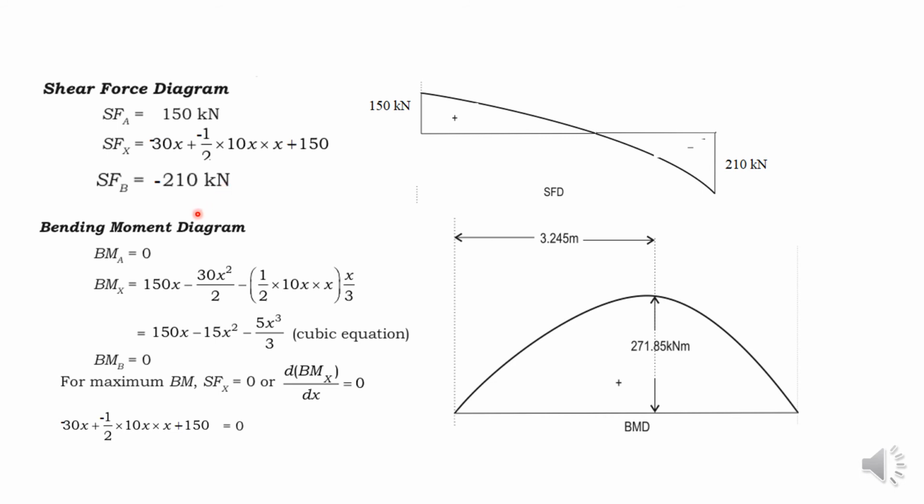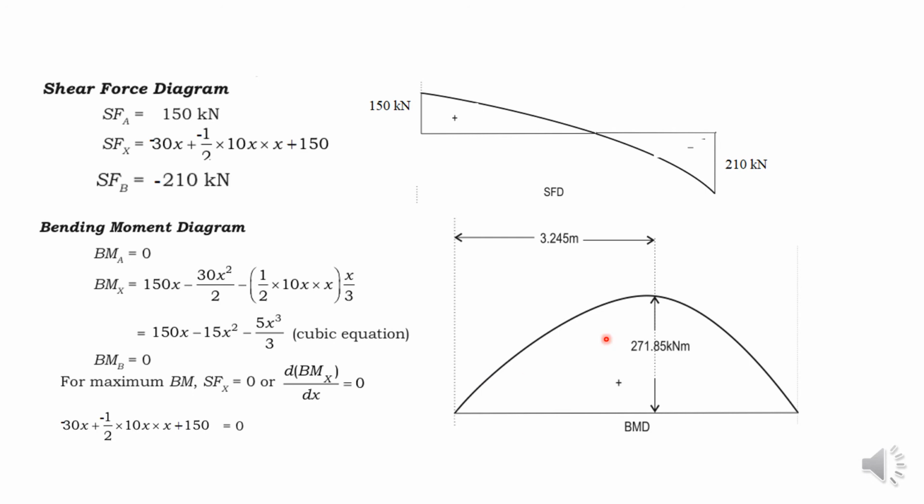Now drawing the bending moment diagram, the bending moment at A will be 0. So develop an equation for bending moment at H, and the equation will be: 150H minus 15H square minus 5H cube divided by 3. So this is the equation for the bending moment diagram.